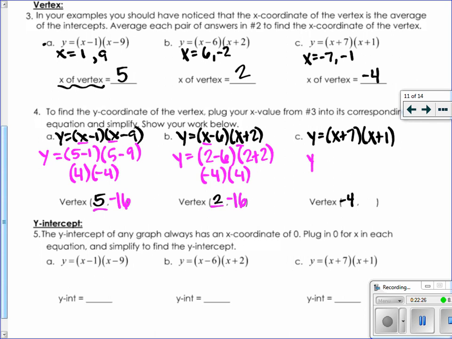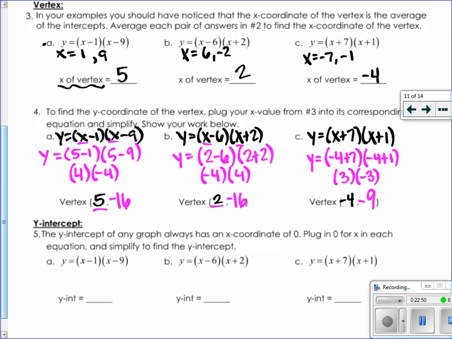Same thing for the last one. -4 plus 7, -4 plus 1. It's -4 plus 7. 3. What's -4 plus 1? So what's the y value of that vertex? -9 for the y value.